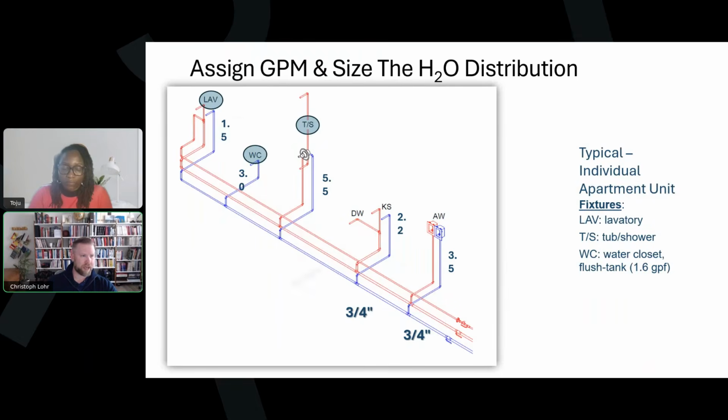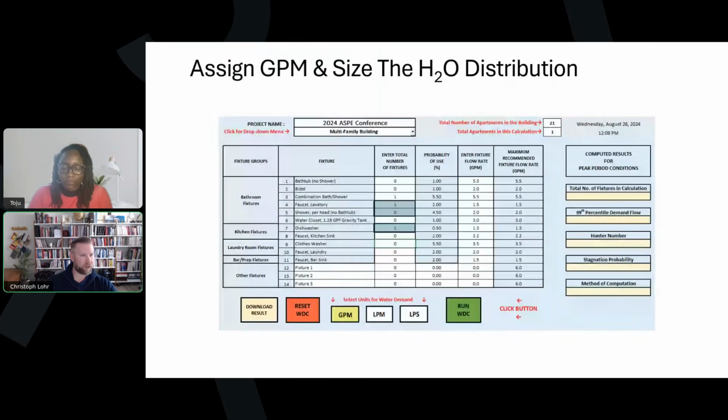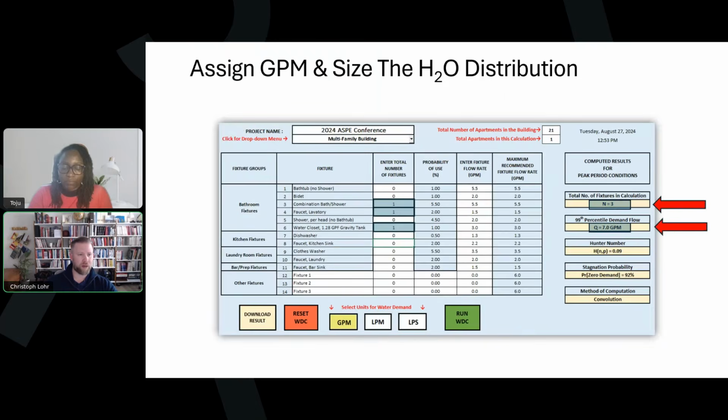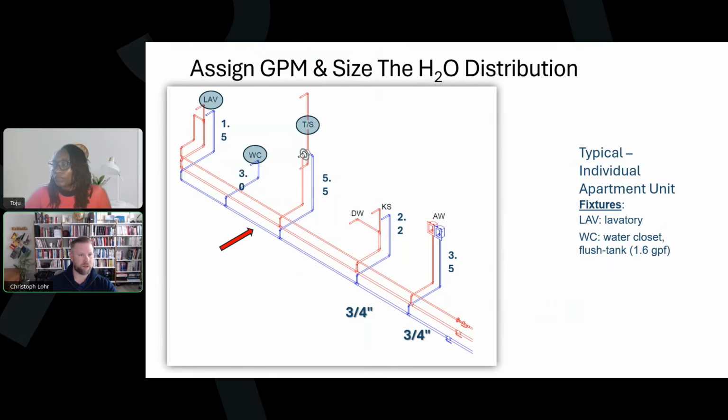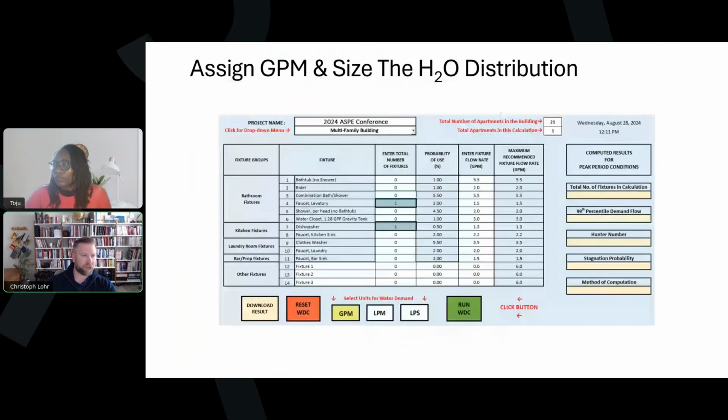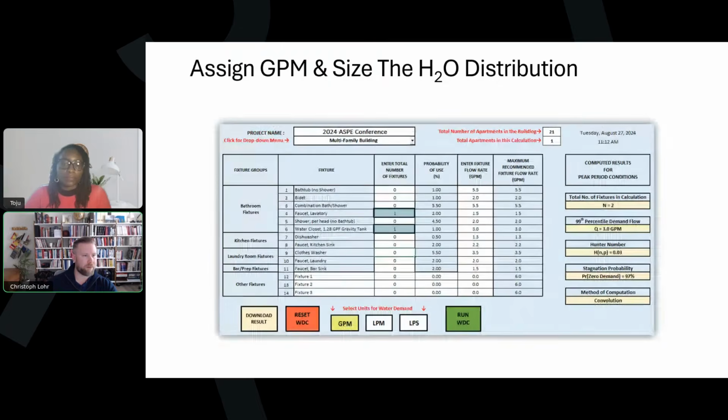Then we go downstream again for that next segment of pipe for the tub shower, water closet, and lavatory. Again, we're going to put the inputs in our column here. Again, it's still 1 unit. Press the Run Water Demand Calculator button. For 3 fixtures, we have a flow rate of 7.0 GPM. So 7.0 GPM equates to a 3/4 inch. So that part stays 3/4 inch. Next, we'll go downstream again to the water closet and lav. We'll fill that in. Run Water Demand Calculator, 3 GPM.